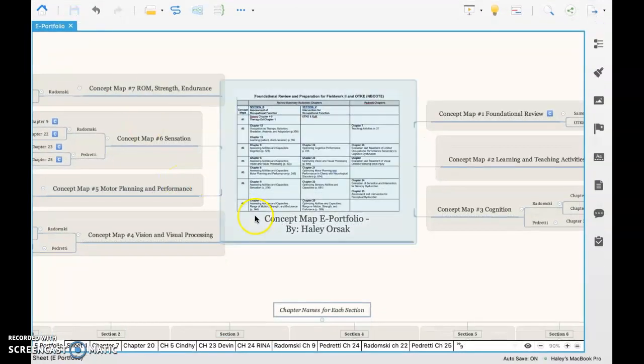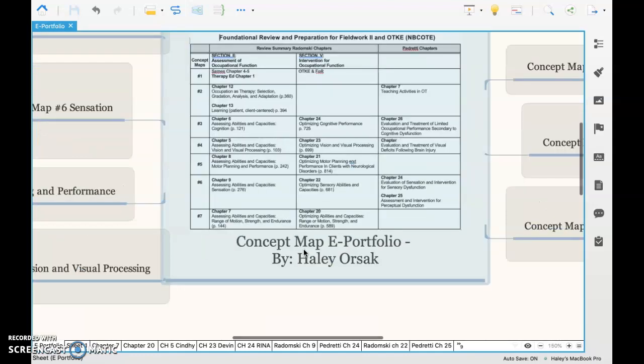Alright, so this is my e-portfolio that I will be using to study for the MBCOT in the future. Just to get started, I'll show you how I have everything set up, and then we will go through each link that I chose from my classmates for each section.